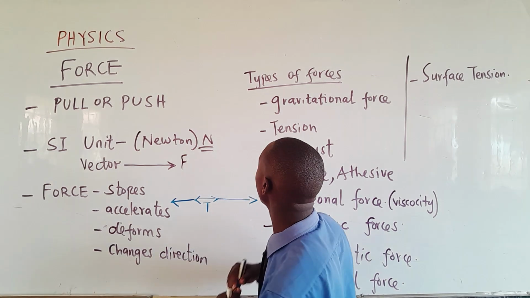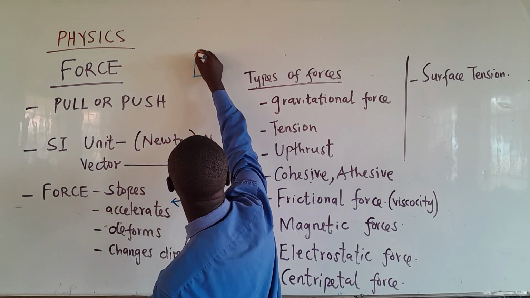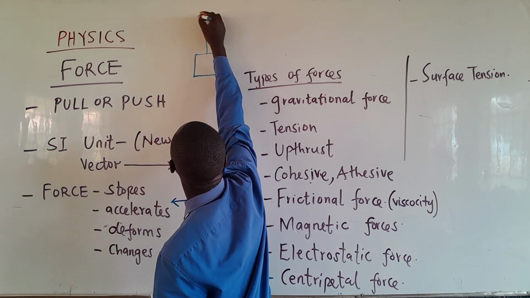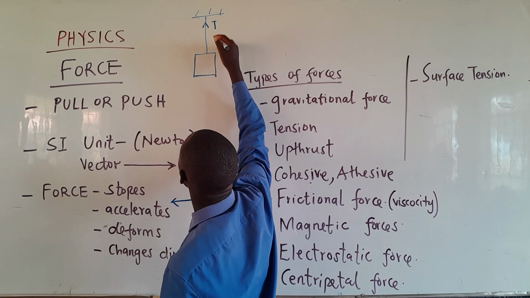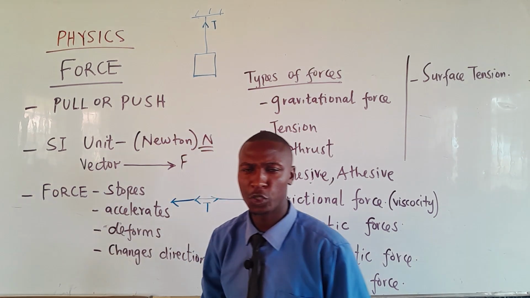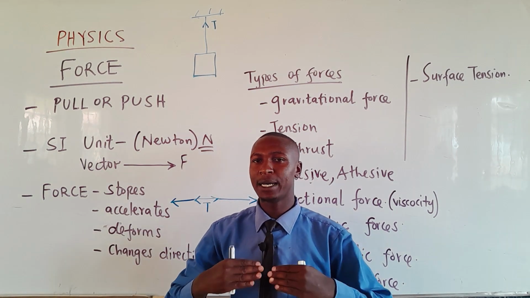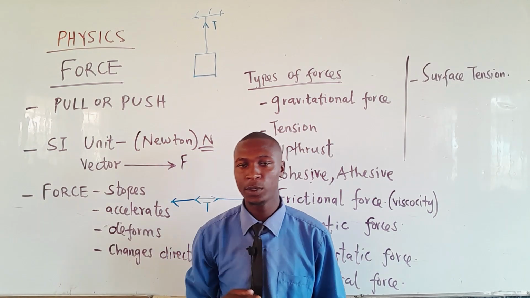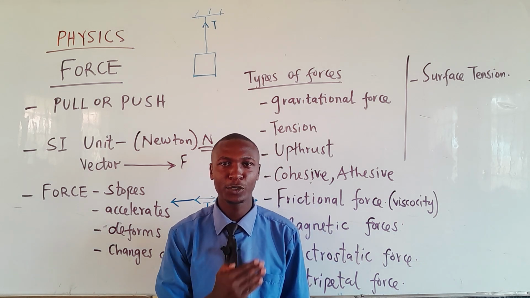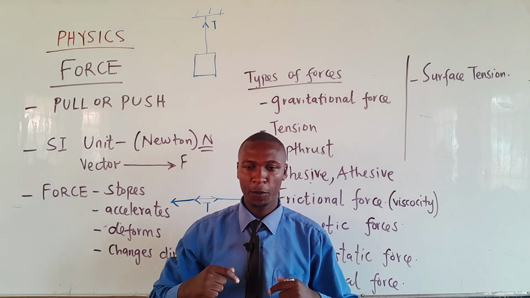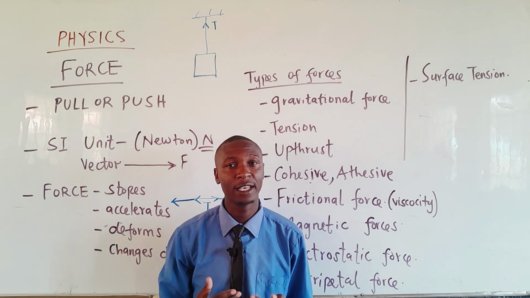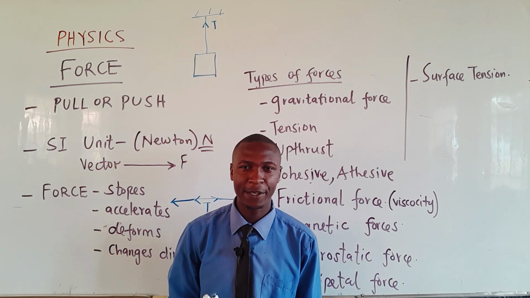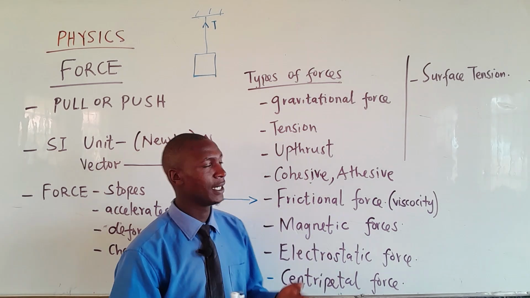Or sometimes if you have a lift, for example, that is moving either downwards or upwards, the string holding this lift is going to feel some force, and that force is what we call the tension. Therefore tension is a force that is felt on a string that is holding a given object, either vertically or horizontally.